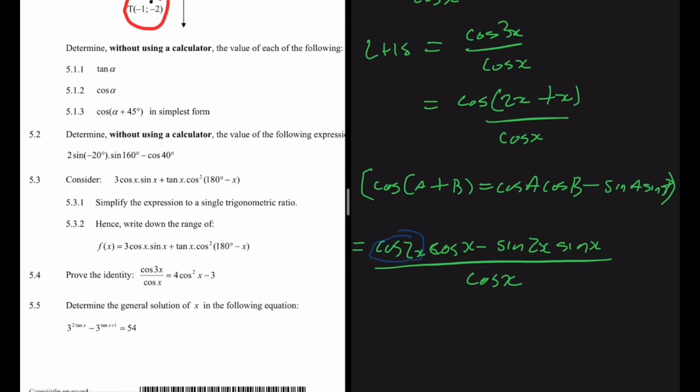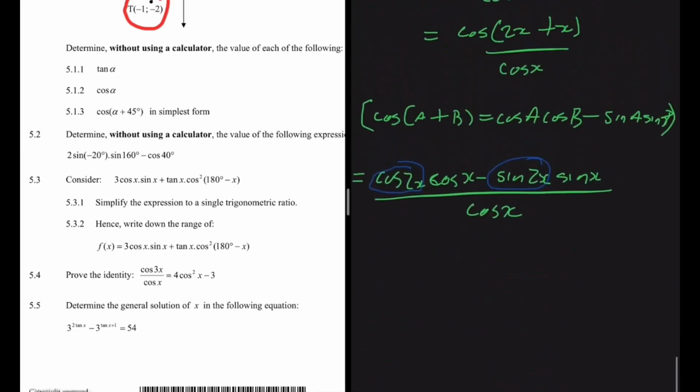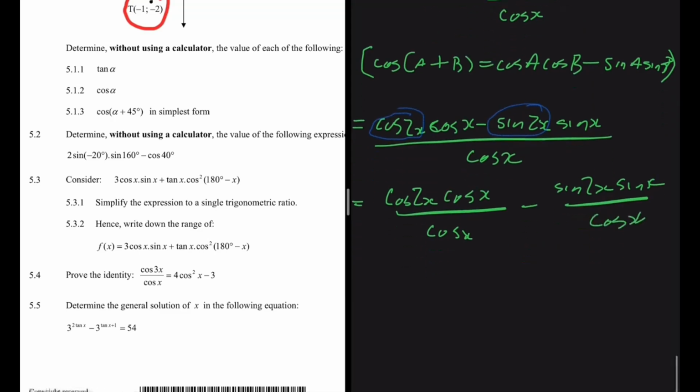And then there's also something special about sine of 2x. But then, let's not forget what we're trying to achieve. We have 4 cos square x. We have 4 cos of x squared minus 3, right? So let's break these terms, right? So we're going to have cos of 2x cos x divided by cos of x, and then minus sine of 2x sine of x divided by cos of x. Check it out and tell me if it doesn't make sense.